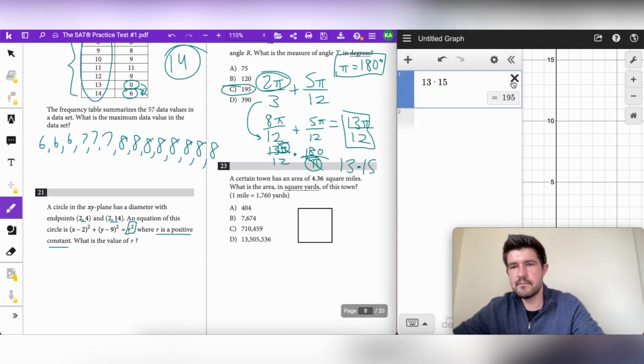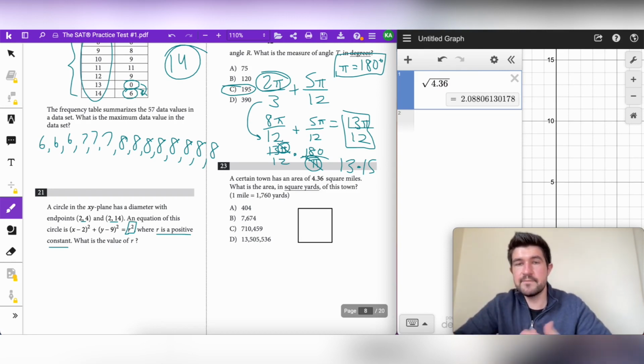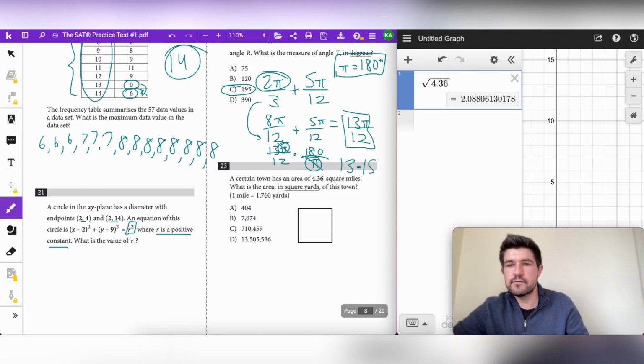Well, let's clear all this out. And we can take the square root of 4.36. And if you do that on the calculator, you get about 2.088. So that means that if we had a square that represented this town, each side would be 2.088. And that would be in miles because the original units were square miles.